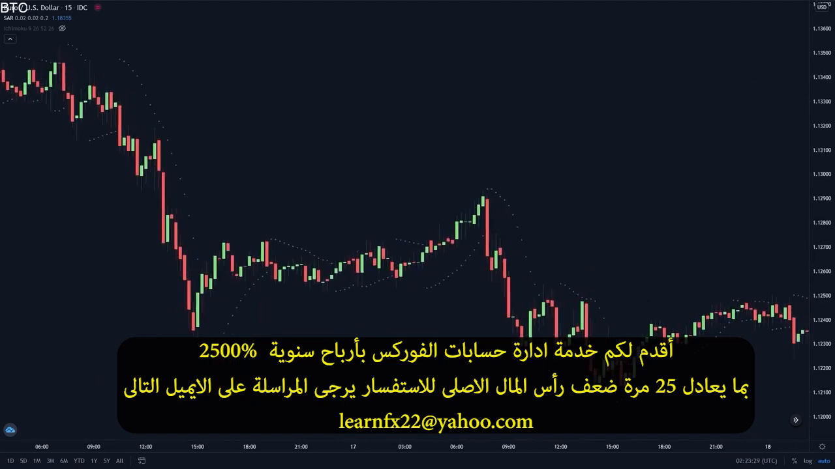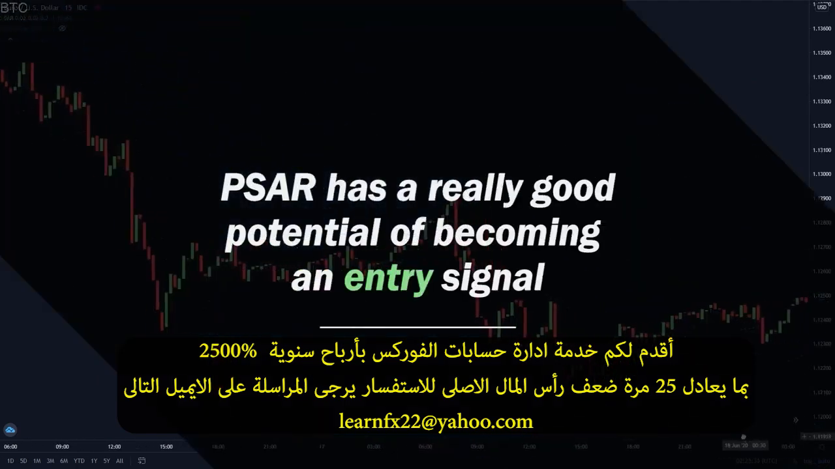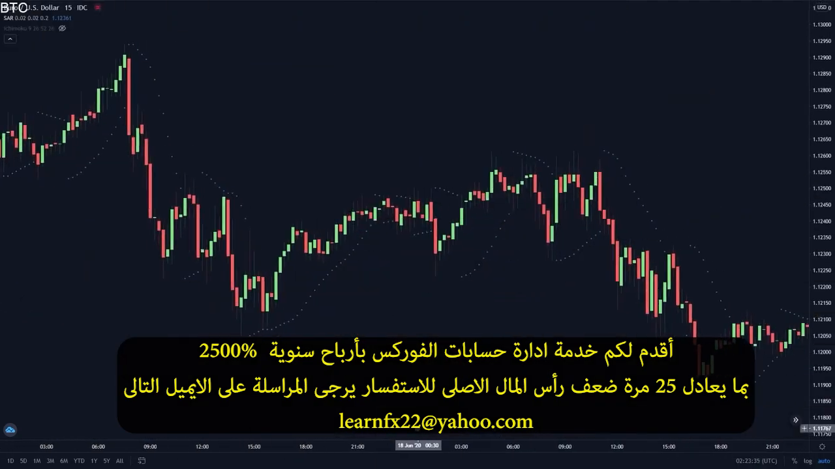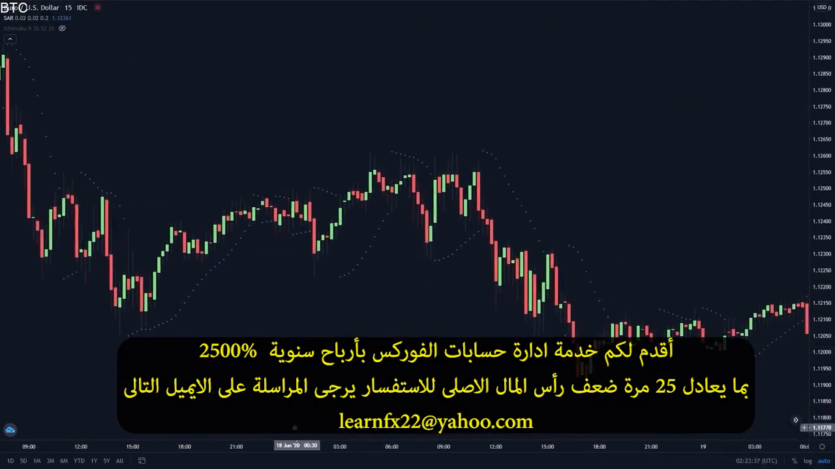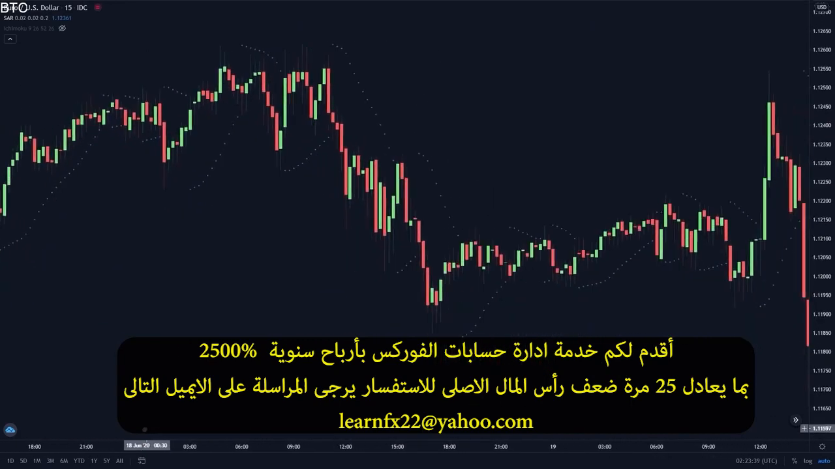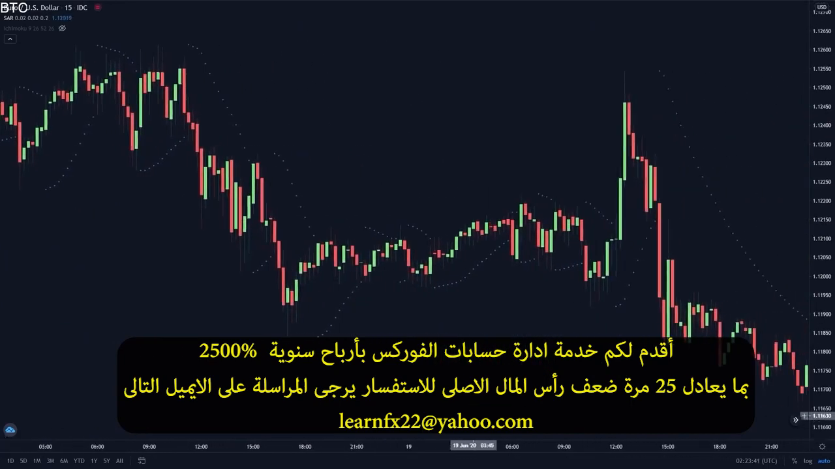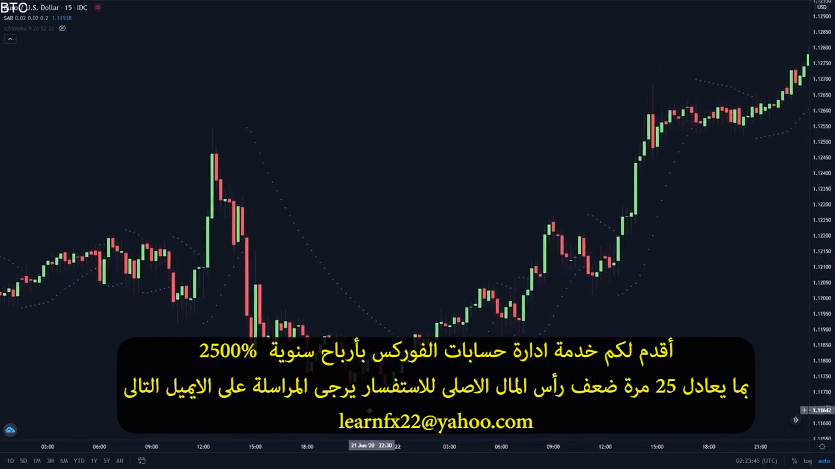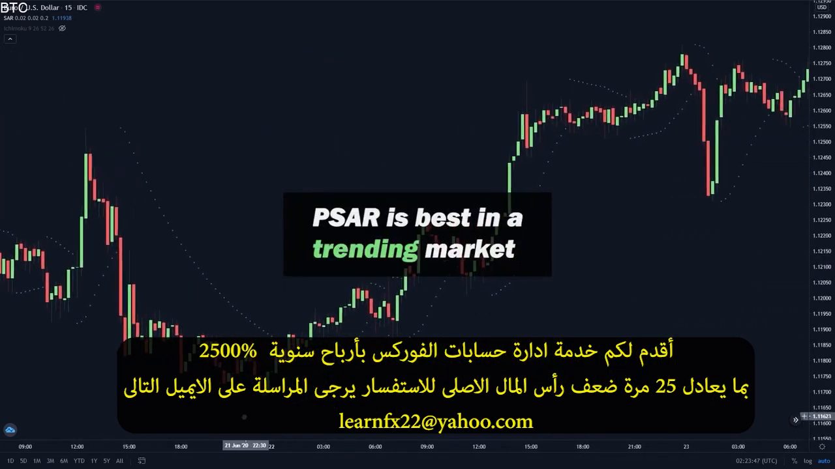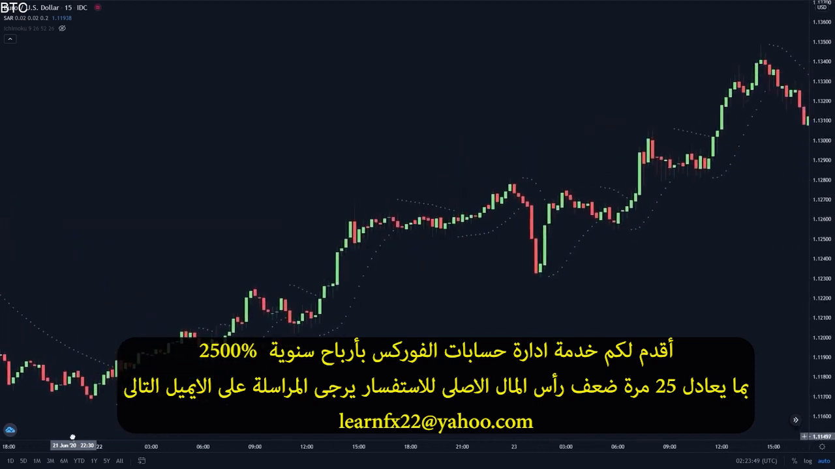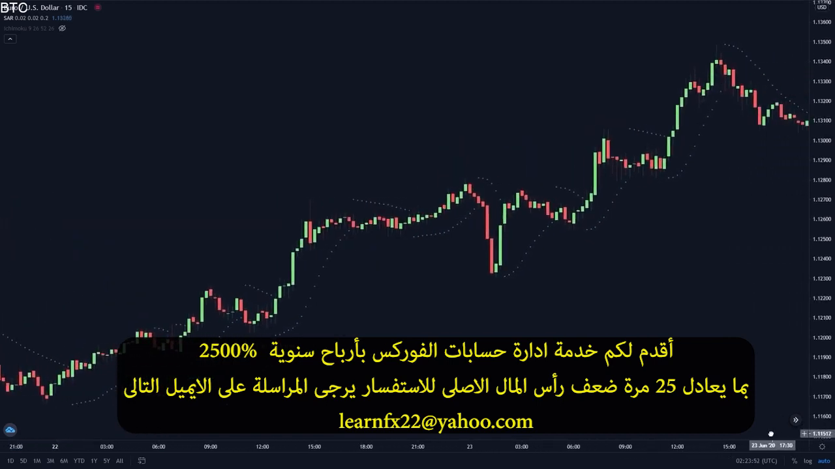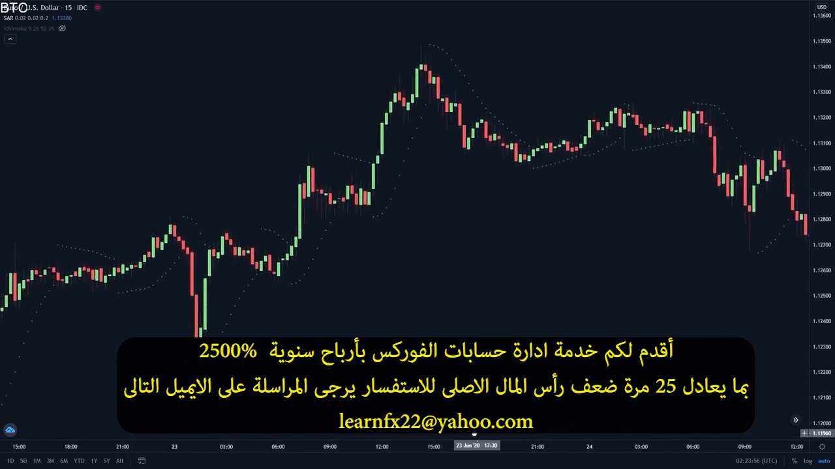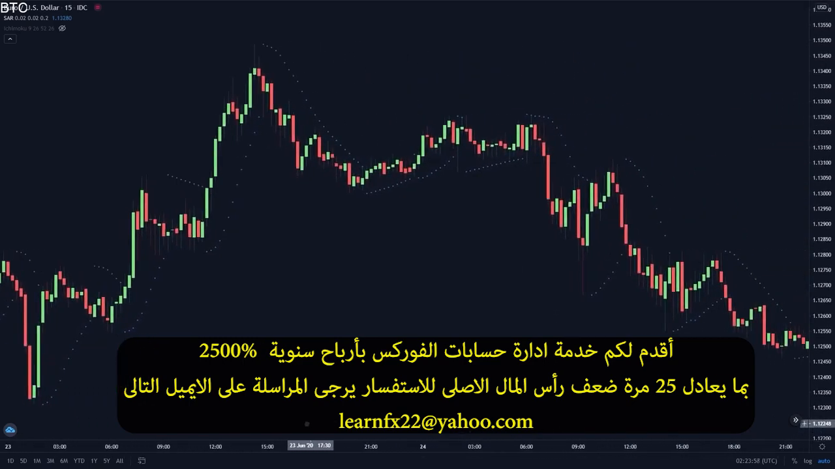But what I noticed from this backtest is that the parabolic SAR has a really good potential of becoming an entry signal. Most of the trends actually got detected early by the parabolic SAR, but because of the late exit, most trades turned out to be a loss. So, to summarize, I think the parabolic SAR thrives on a trending market. The only problem is if the price moves sideways. So if we paired up the parabolic SAR indicator with another indicator that filters out false trends, it may be a decent strategy.